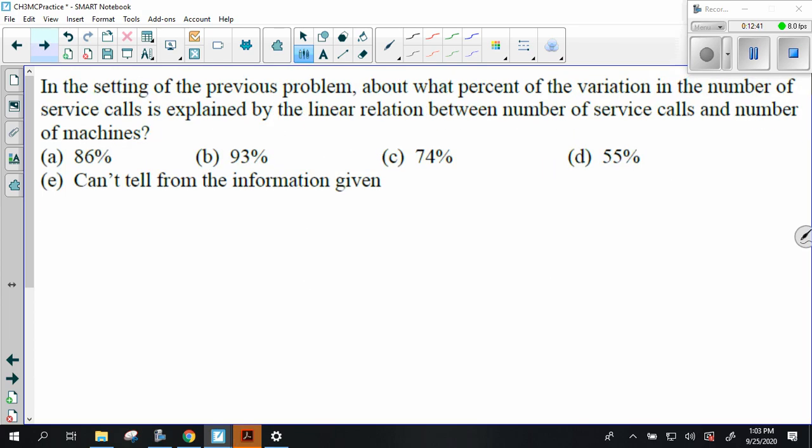So, about what percent of the variation in the number of service calls is explained by the linear correlation between the number of service calls and number of machines? So what are they asking for here? They must be asking for r squared. Okay. They're looking for our coefficient of determination.